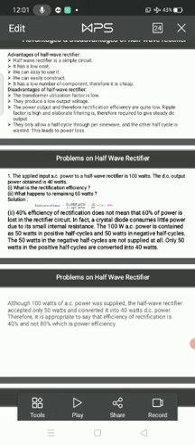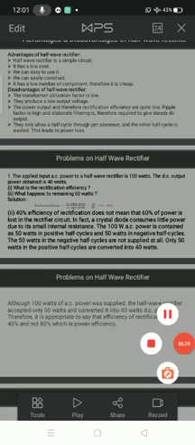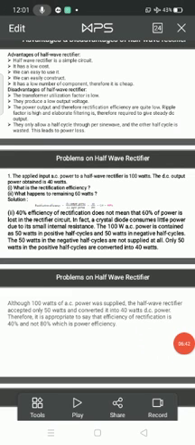Okay, these are the disadvantages of half wave rectifiers. Next, some problems on half wave rectifiers. See here the first problem: the applied input AC power to a half wave rectifier is 100 watts.